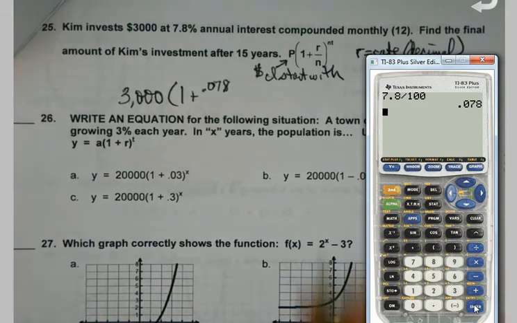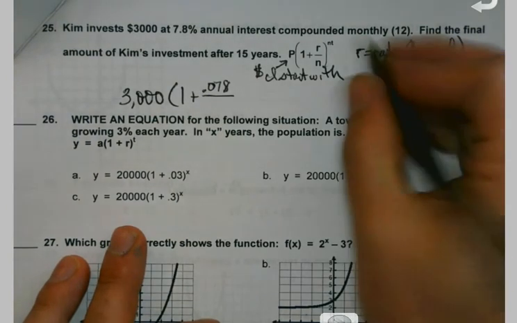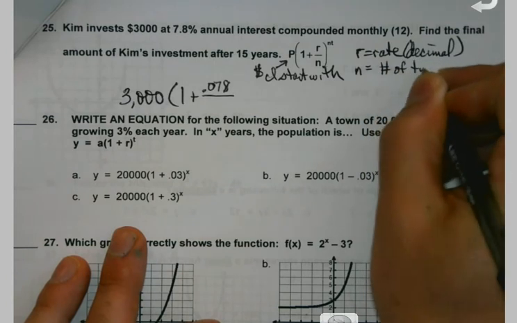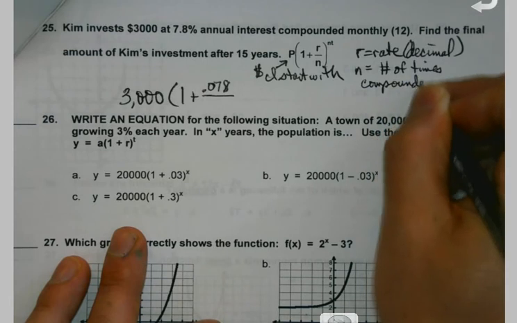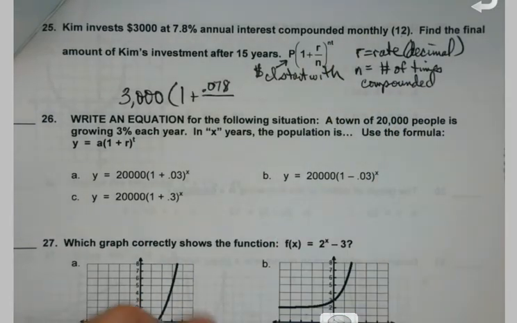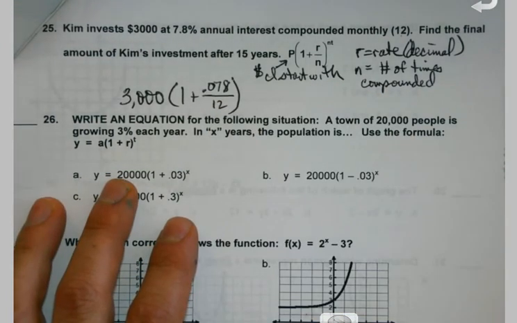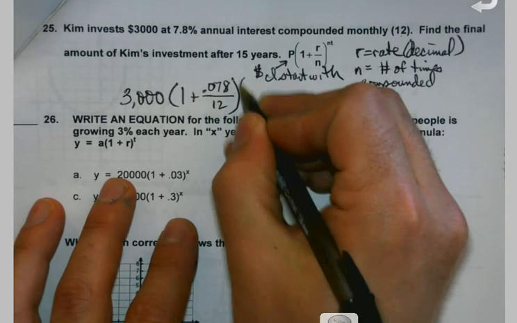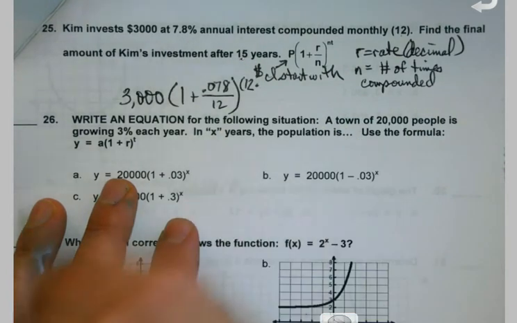So that's my rate. And then N is the number of times compounded. And we even give that to you. The annual interest rate compounded monthly, which is 12. So my N value is going to be 12. And then this last little part, N times T, is an exponent, so my N is still 12, but 15 years is my time.